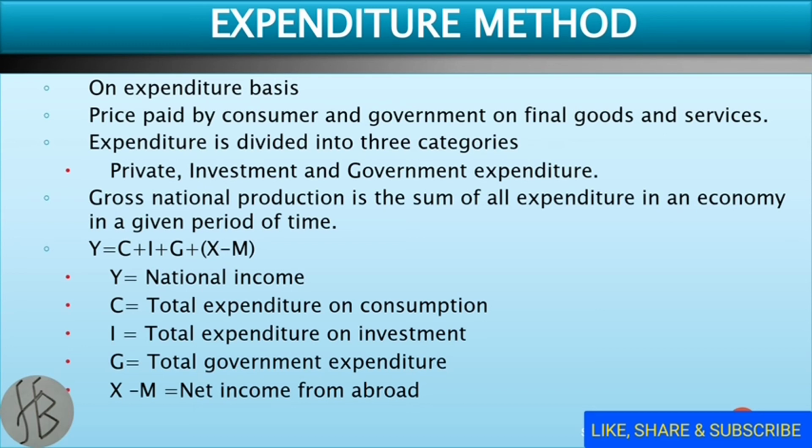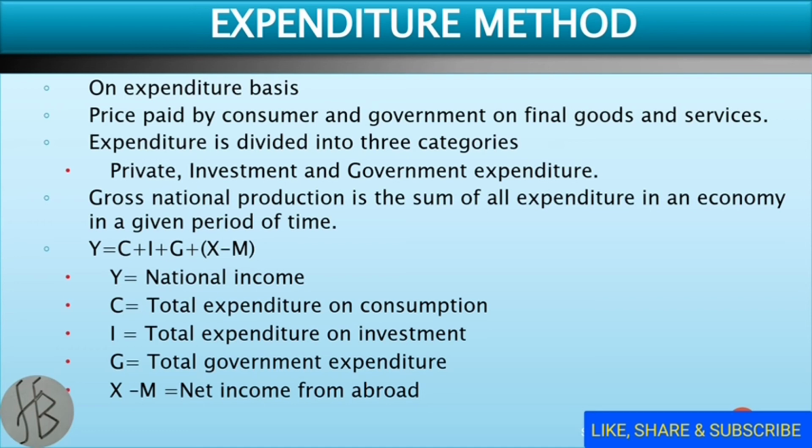Symbolically, Y = C + I + G + (X - M). Y stands for national income, C stands for total expenditure on consumption, I stands for total expenditure on investment, G stands for total government expenditure, and X minus M is the net income from abroad.